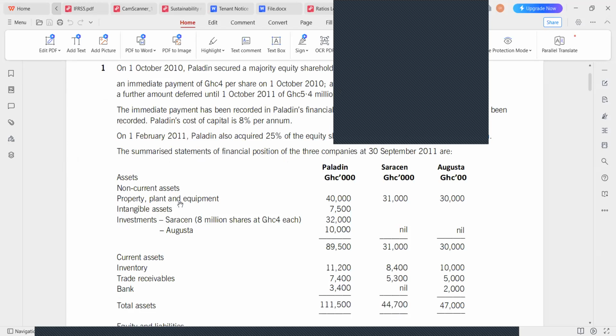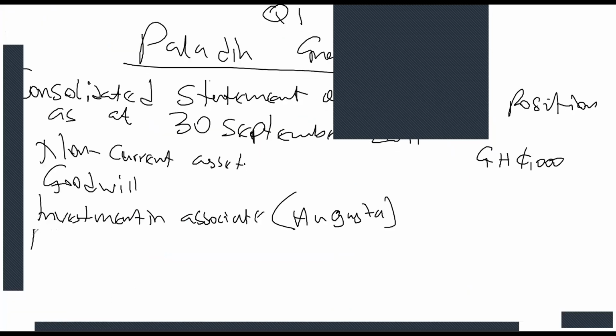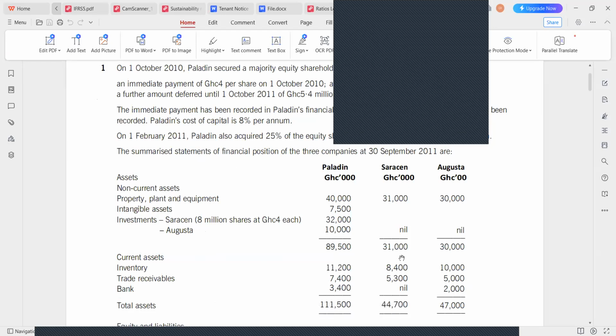Next item is called PPE. Parent plus subsidiary, 40 plus 31. So let's go to PPE. No shortcut in exams. Open the bracket, say 40,000 plus 31. Don't close the bracket, still continue. Then intangible assets. It's only the parent's, 7,005.